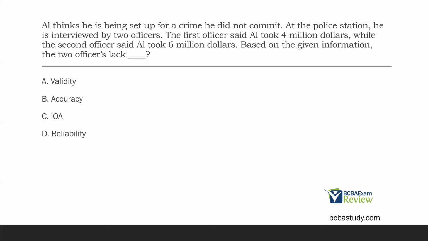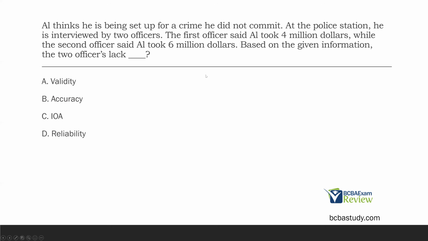It's asking what the officers lack as far as their data. It says based on the given information, okay? So the first officer said Al took $4 million, while the second officer said Al took $6 million. Are the officers in agreement? No, that data is different, okay? And if you have two or more people recording data and they get different things, what are you lacking?